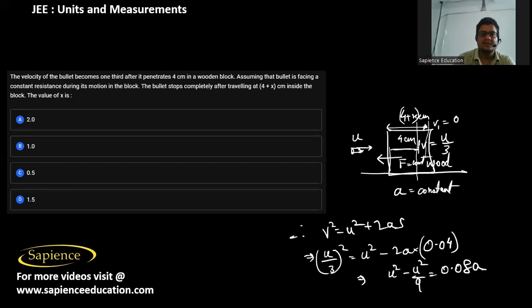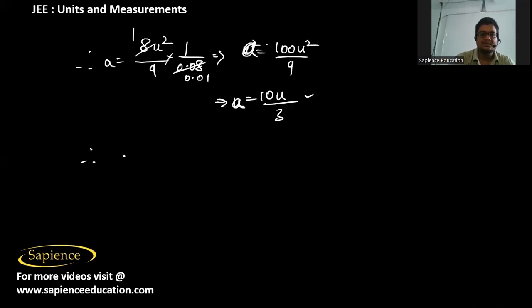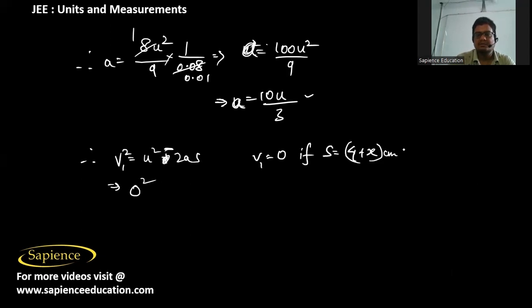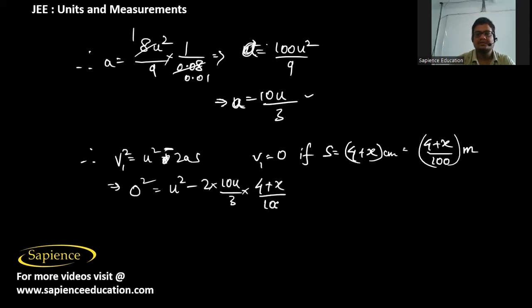Then at which distance will the bullet stop? At 4 plus x centimeter. So therefore I can say v1 square is equal to u square plus 2as. Sorry, this is minus 2as. So v1 will be 0 if the displacement s is 4 plus x centimeter, that is 4 plus x by 100 meter. Then x we have to find out. So 0 square equals u square minus 2 into a into s, where s is 4 plus x by 100.